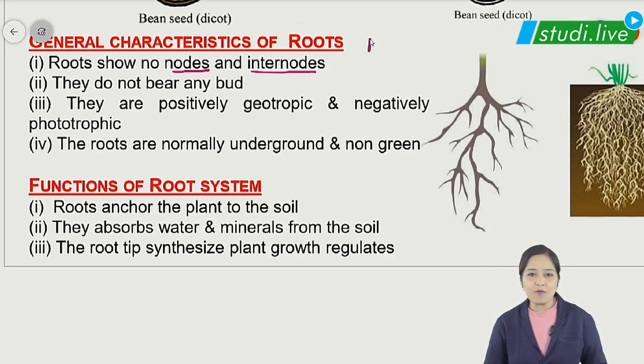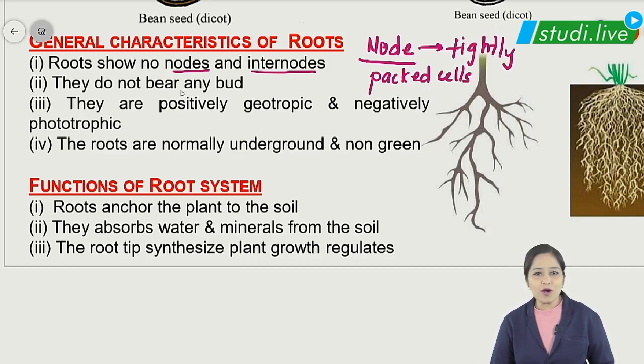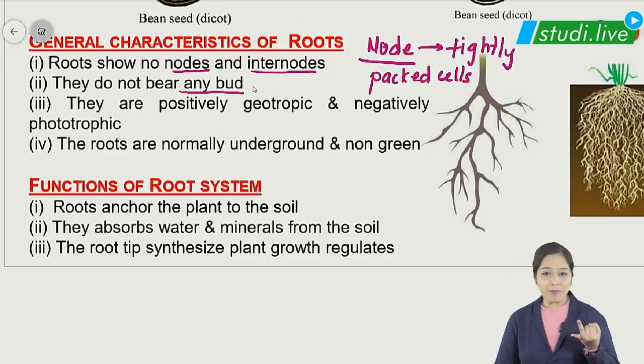What is the meaning of a node? Node word का meaning क्या होता है, node? Node means वहाँ पे क्या होता है, tightly packed cells. There are tightly packed cells. That is why it is known as node. Now they do not bear any bud. मतलब उनमें नोड नहीं होता, उनमें बड भी नहीं होता.